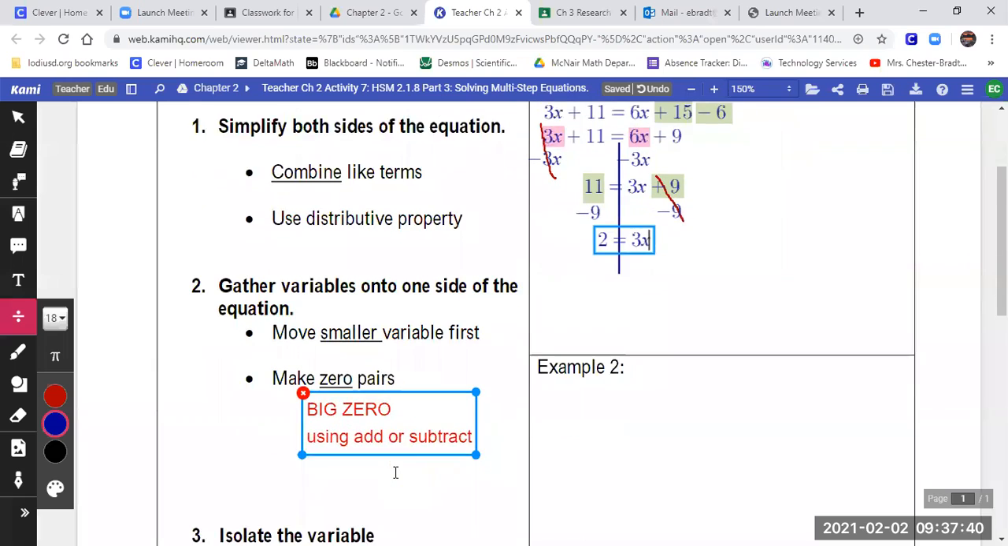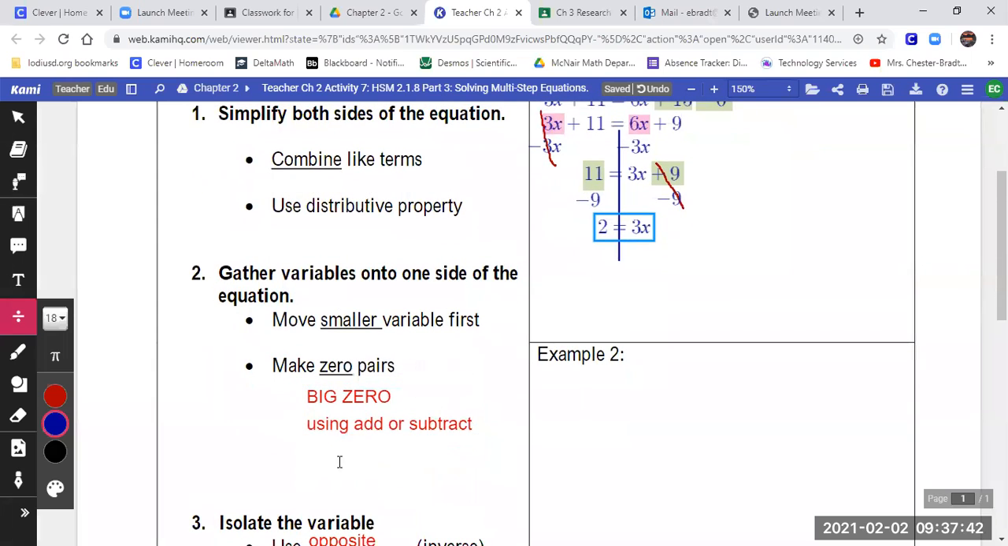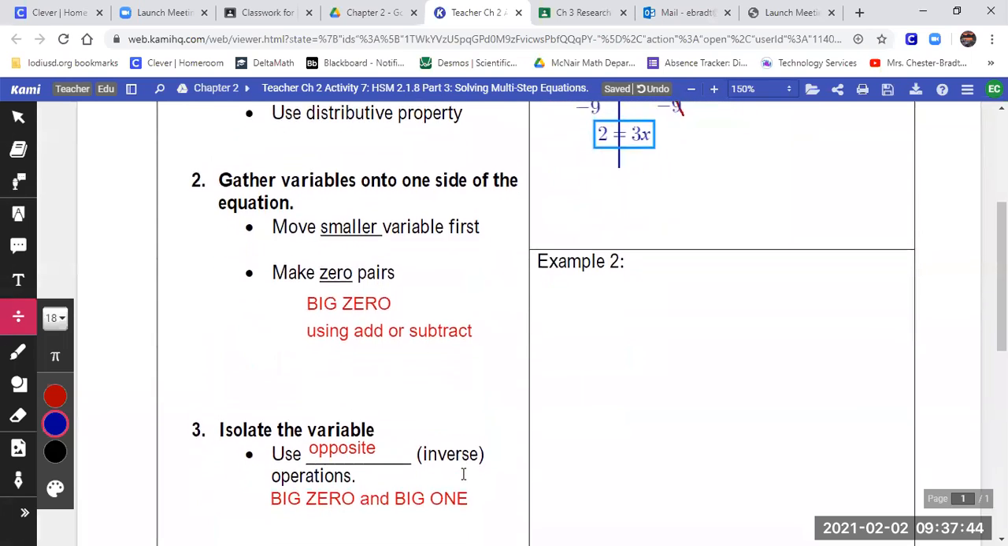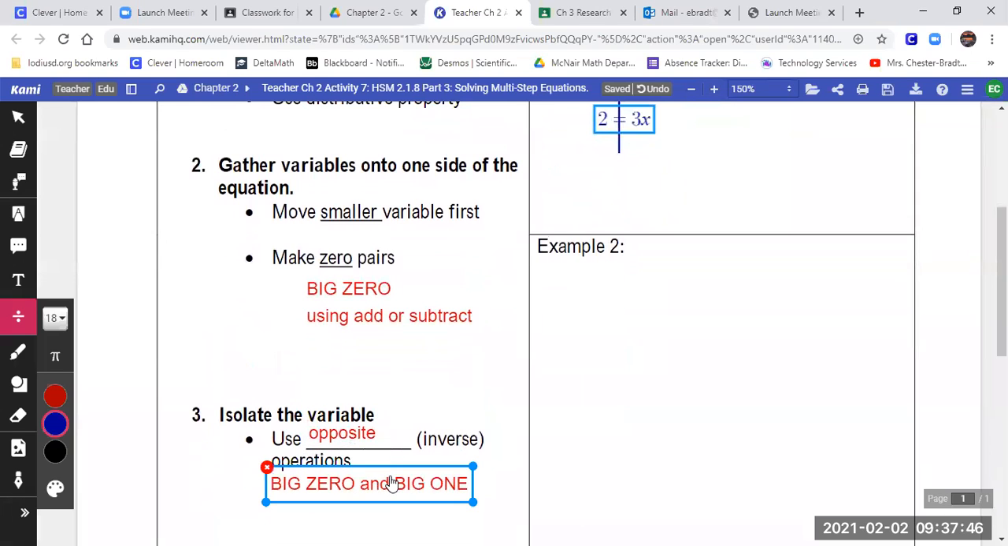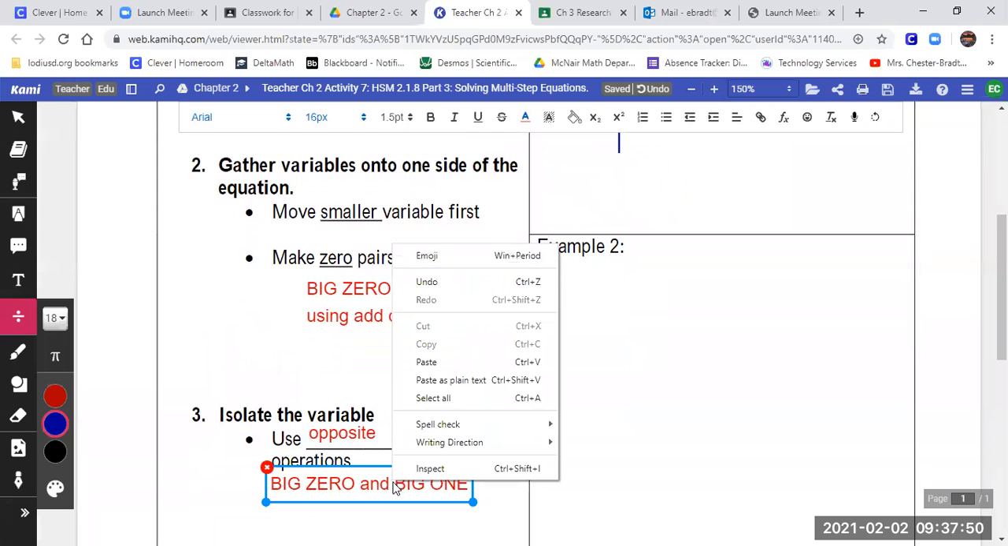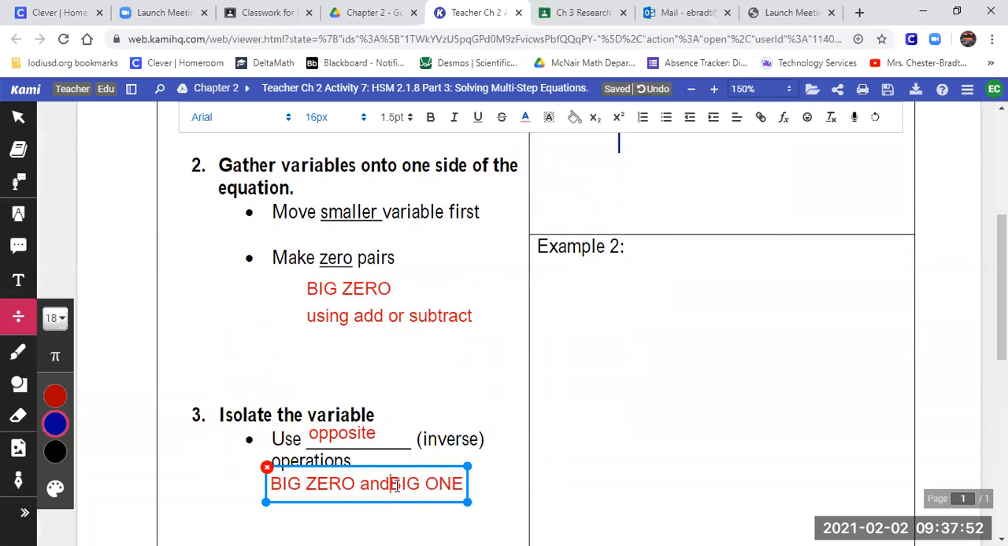Now we're done with all of our big zeros. All of our adding and subtracting is done. We're now going to do the opposite, and this is actually just going to be the big 1, not big zeros anymore, because those are done. Big 1, how do we get the big 1? Using multiply or divide.